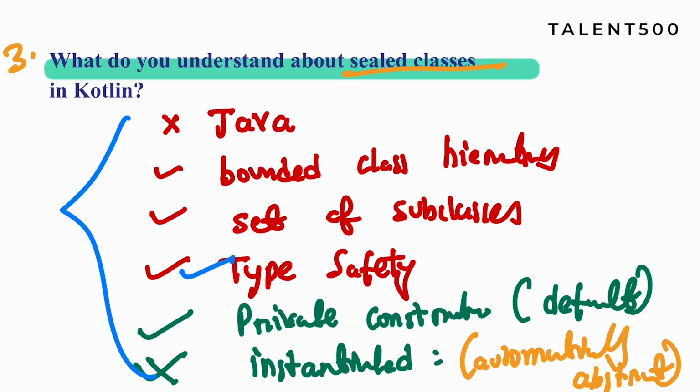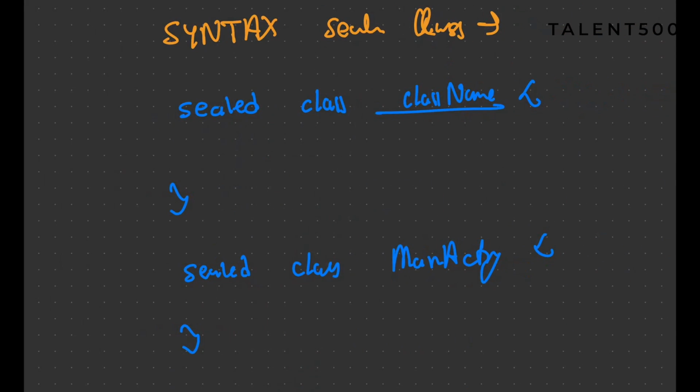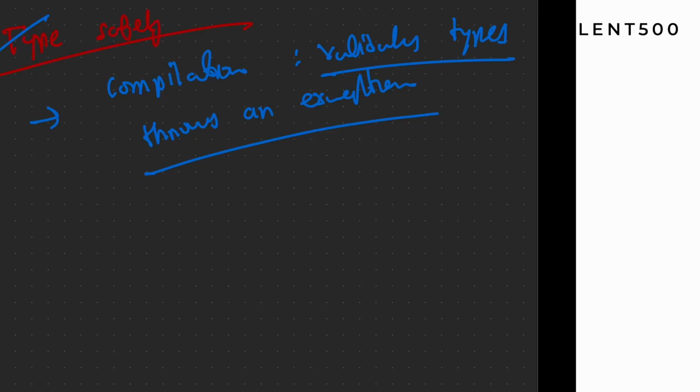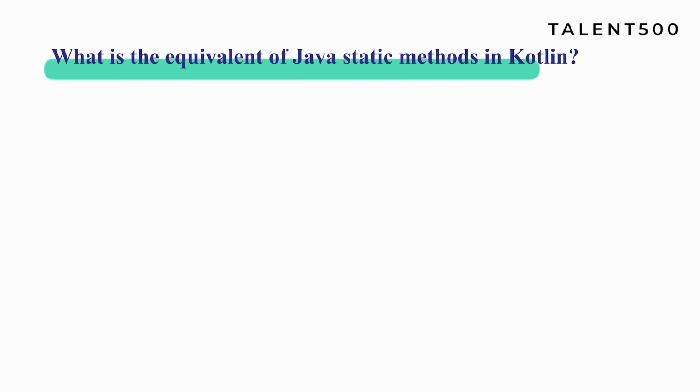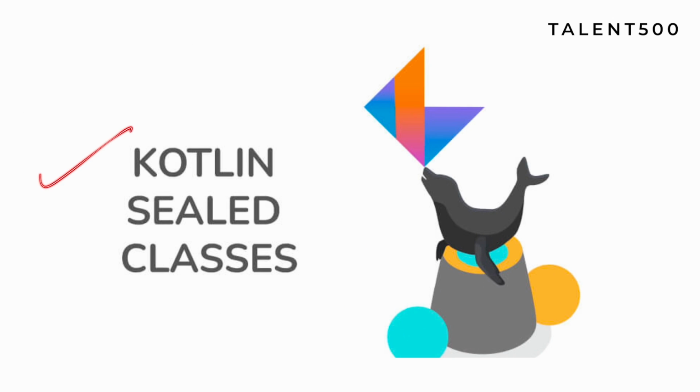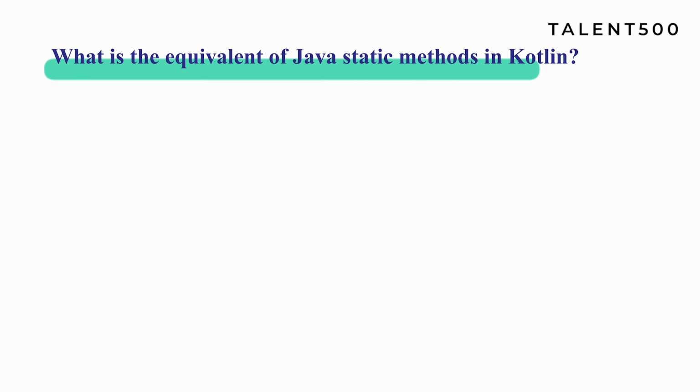And yes, apart from that, I've already covered the basics of it, right? Perfect. So let's move ahead and check out the next question. Kotlin sealed classes we already covered very well. So what is the equivalent of Java static methods in Kotlin? It is very important and you must know.